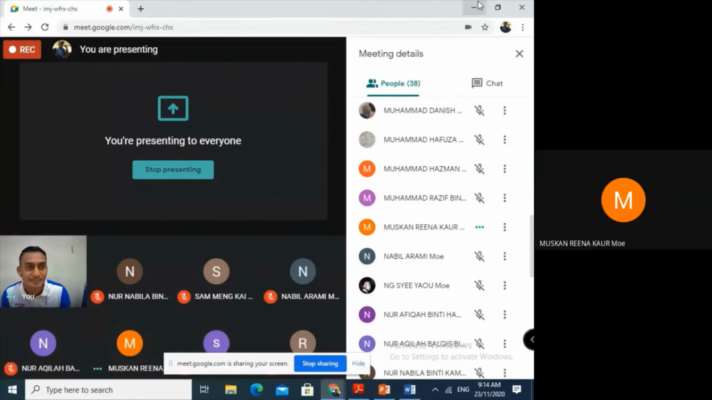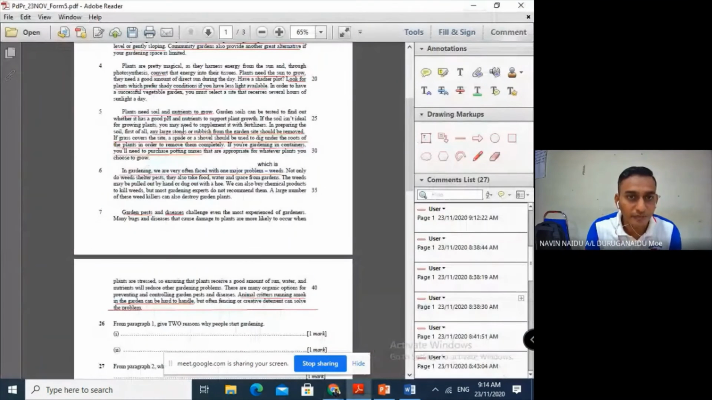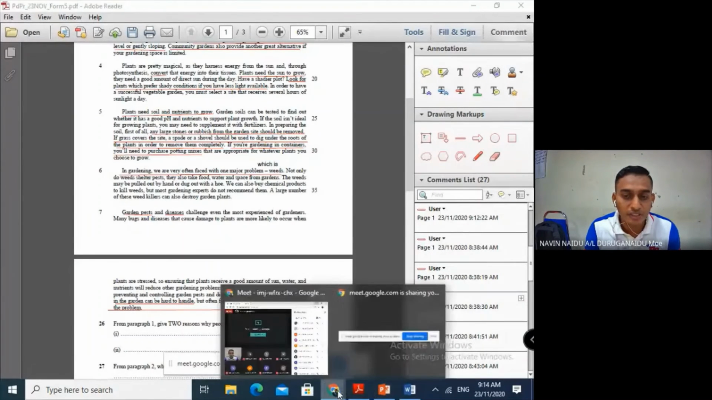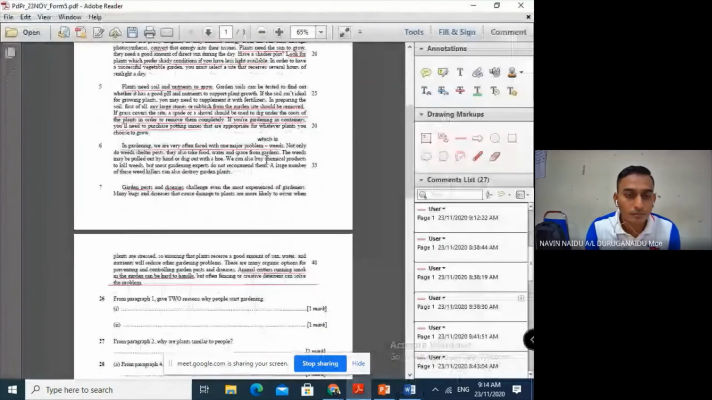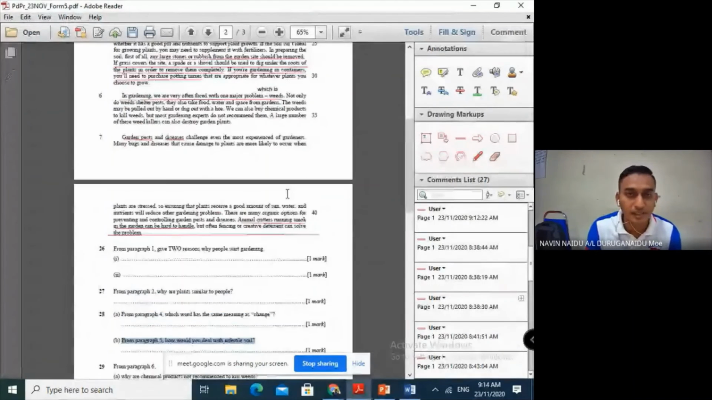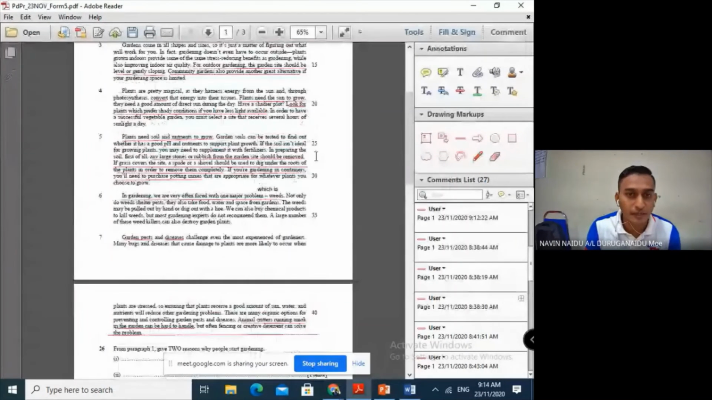Use fertilizer. Okay, thank you very much for your attempt to answer. How do you deal with infertile soil? If you look at paragraph 5, starting from line 25, if the soil isn't ideal for growing plants, you may need to supplement it with fertilizer. So this is your answer here, right? Yes. Supplement it with fertilizers. Thank you, Ms. Karina.